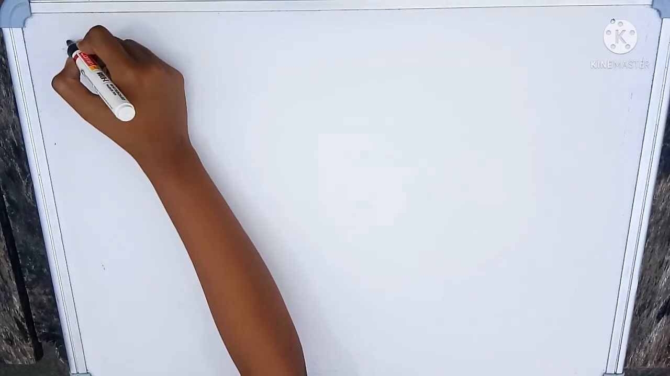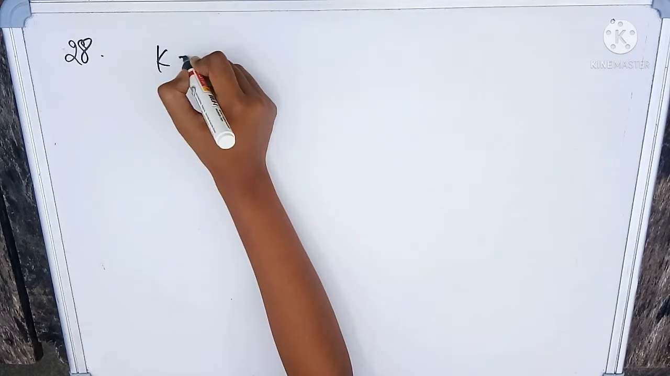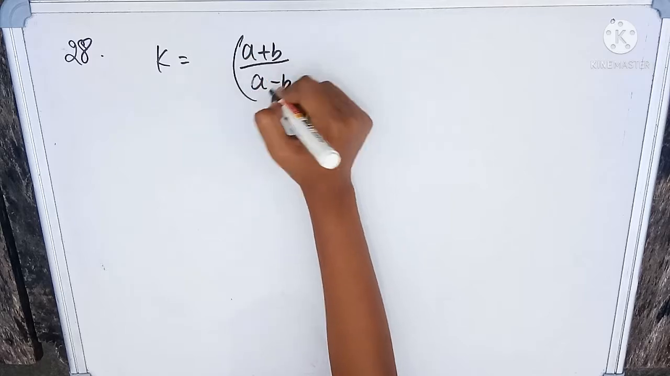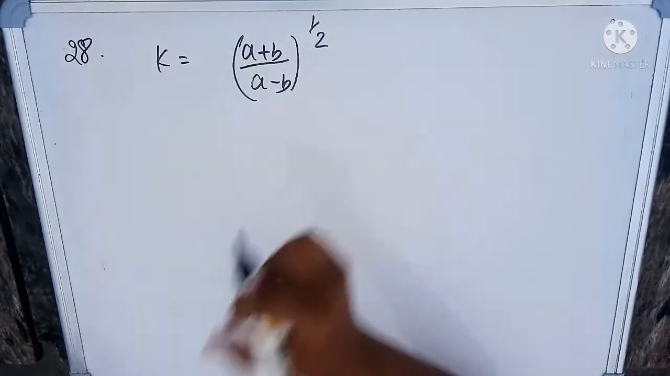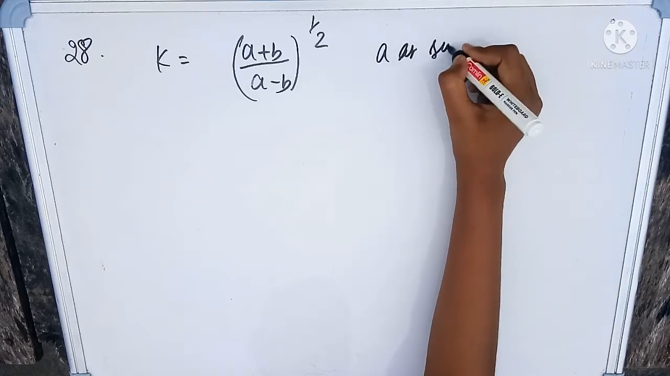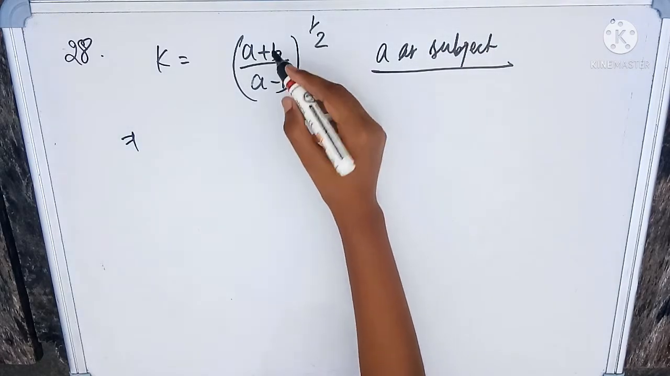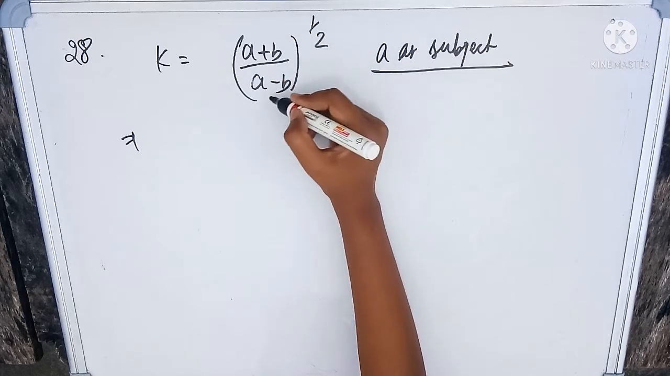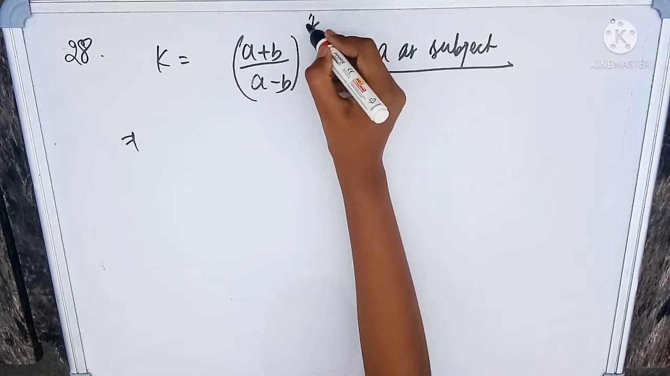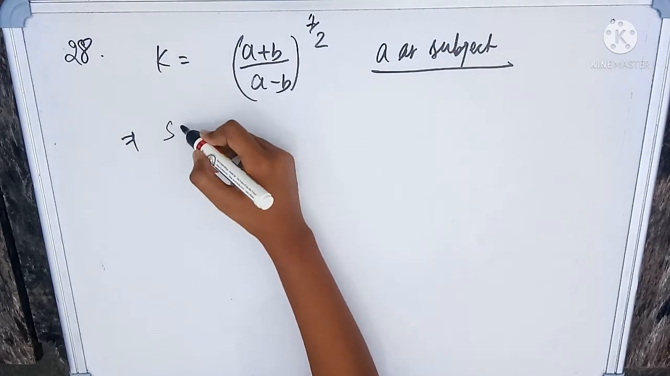Question number 28 says that we have one formula which is k is equals to a plus b divided by a minus b to the whole power 1 by 2, and we have to rewrite the formula by making a as subject. So first we have to remove all these values from here to make A as a subject. So in the first step, we will remove this 1 by 2 from here by squaring both sides.